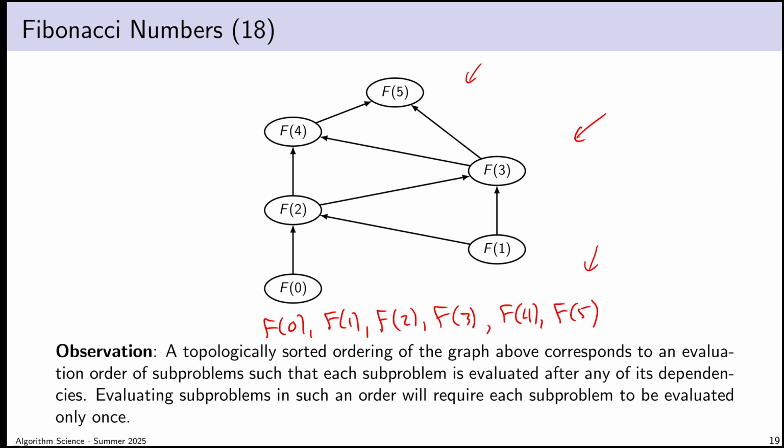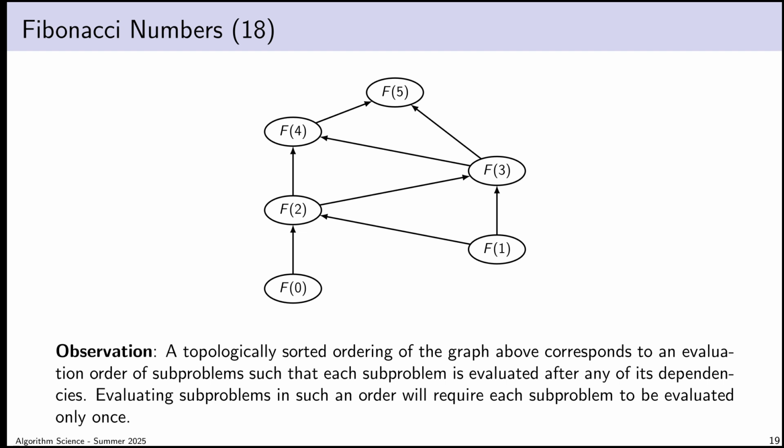ordering of subproblems. So if I find a topologically sorted ordering of this graph, that corresponds to a way of evaluating the subproblems in the graph such that by the time I get to, let's say, f of 4, all of its dependencies will be available. I will already have evaluated them. So once I have this ordering, if I then go through the vertices in that ordering and evaluate the value of f for each one, let's say I tag each vertex with the corresponding value of f.